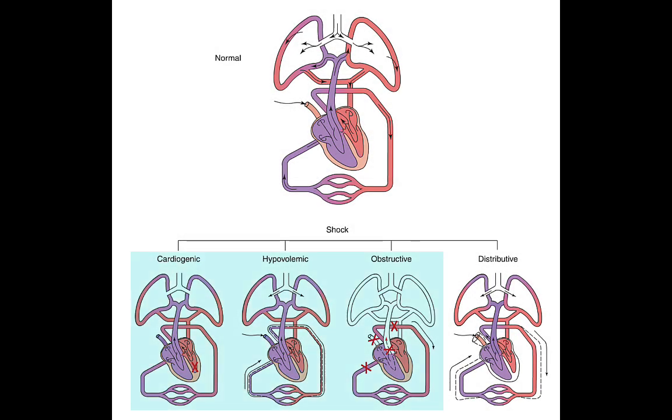Skin is cold in all kinds of shock, except in distributive shock, where it is warm. If skin is dry in distributive shock, it should point the cause towards CNS injury, neurogenic shock.